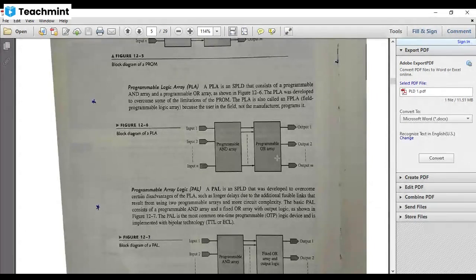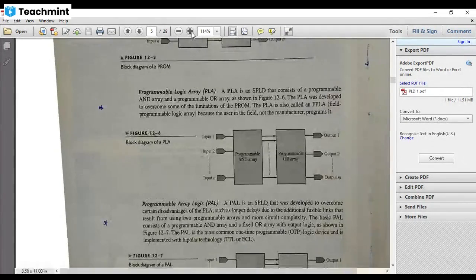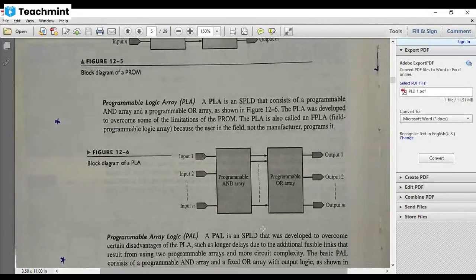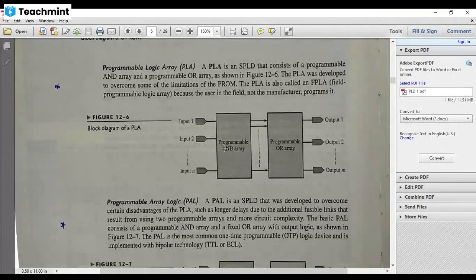Here, in the programmable logic array, both arrays are programmable. That is, the AND array at the input is programmable, and at the output the OR array is also programmable. This programmable logic array is also called field programmable logic array. Now why is it called a field programmable logic array?